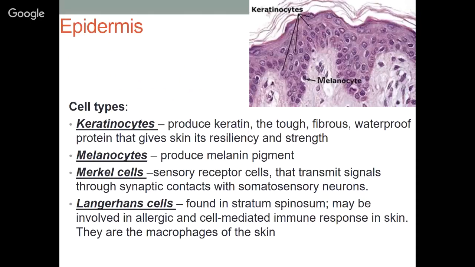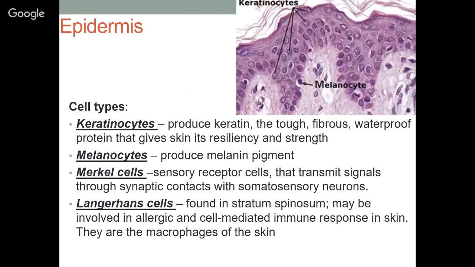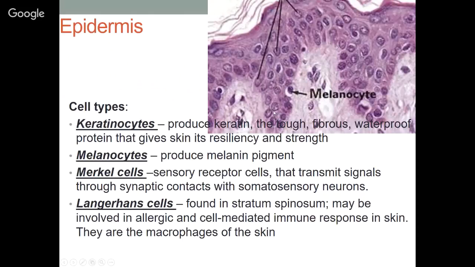Langerhans cells are part of the immune system. They're found in the stratum spinosum, which is a layer of the epidermis, and they're thought to be involved in allergic and cell-mediated immune response within the skin. They're considered the macrophages of the skin. So remember what a macrophage is. A macrophage is a tissue-based monocyte. A monocyte is one of the white blood cells that goes around and eats bacteria and foreign cells. The Langerhans cell is the same thing, but it's located in the skin, and it's part of the epidermis. So great big picture coming up showing you a melanocyte and some keratinocytes within the epidermis.